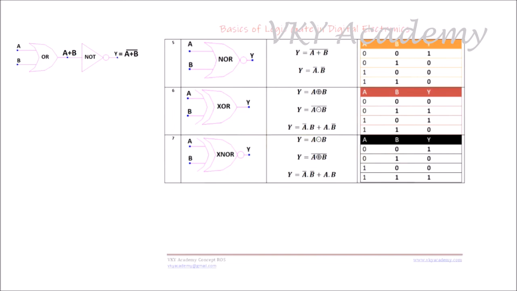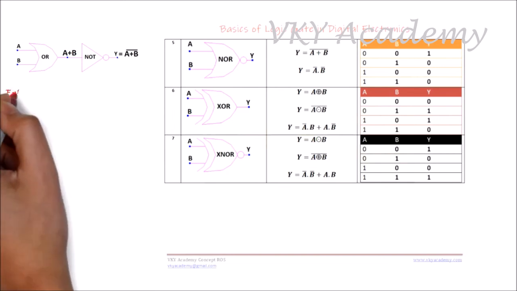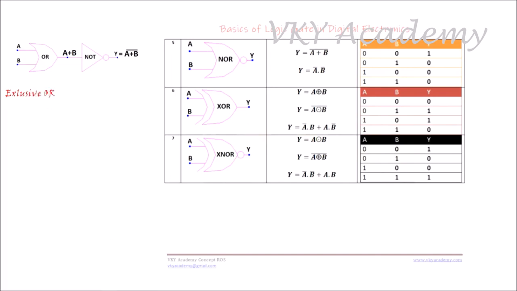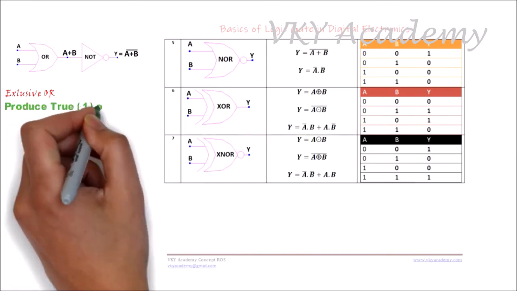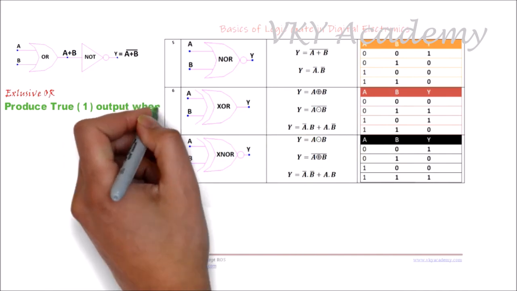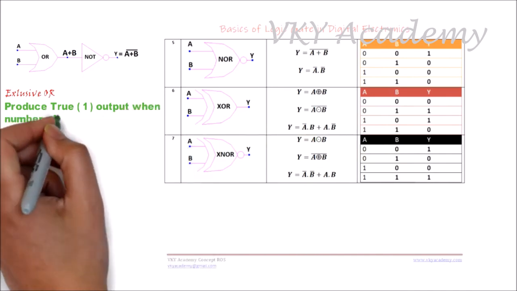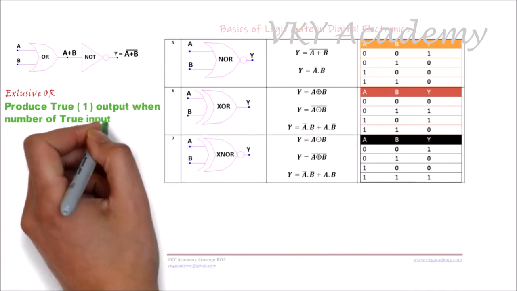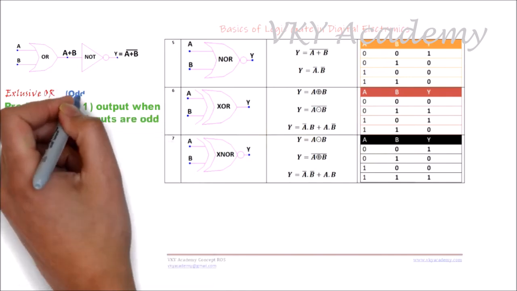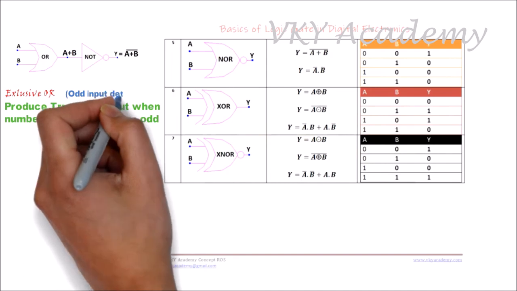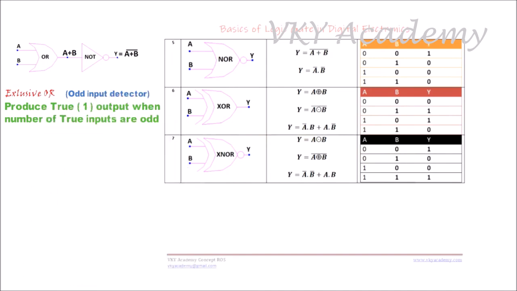The next logic gate is the XOR gate, which is sometimes called the exclusive OR gate. The Boolean equation for the exclusive OR gate is Y is equal to A complement B plus A B complement. An exclusive OR gate produces a true output when the number of true inputs is odd, as you can see in the second and third rows of the truth table.